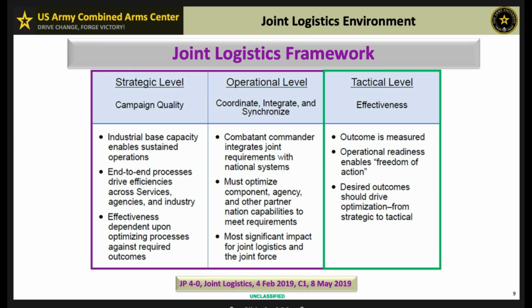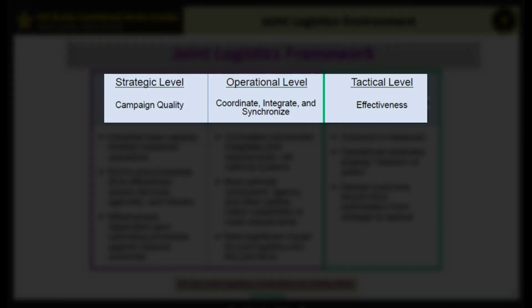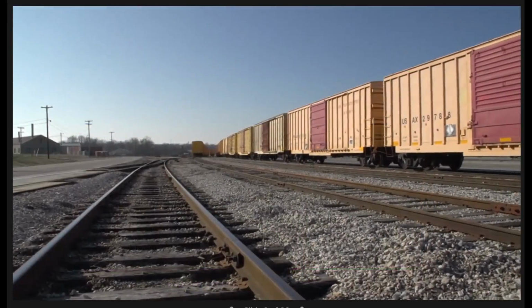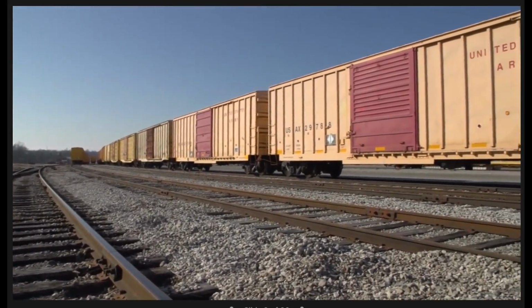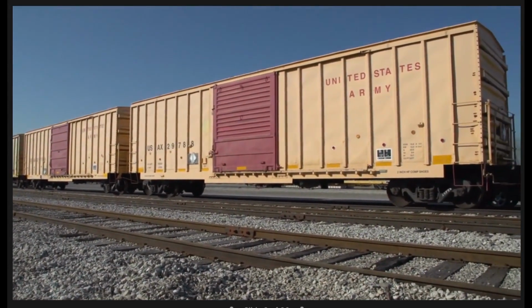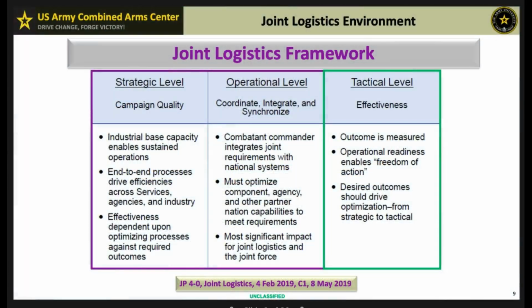This slide presents the Joint Logistics Framework, divided here into 3 levels: strategic, operational, and tactical. At the strategic level, we focus on campaign quality. Industrial base capacity enables sustained operations, and end-to-end processes drive efficiencies. At this level, joint forces aim to optimize processes across services, component agencies, and industry.